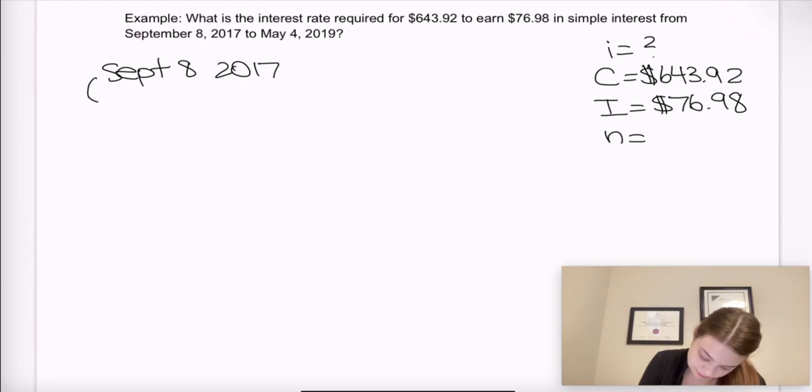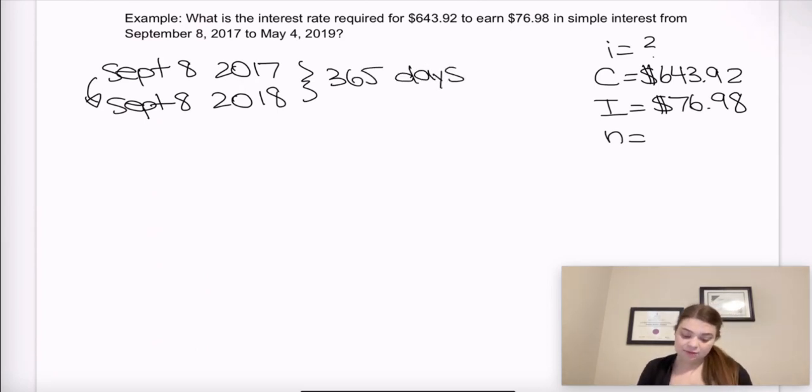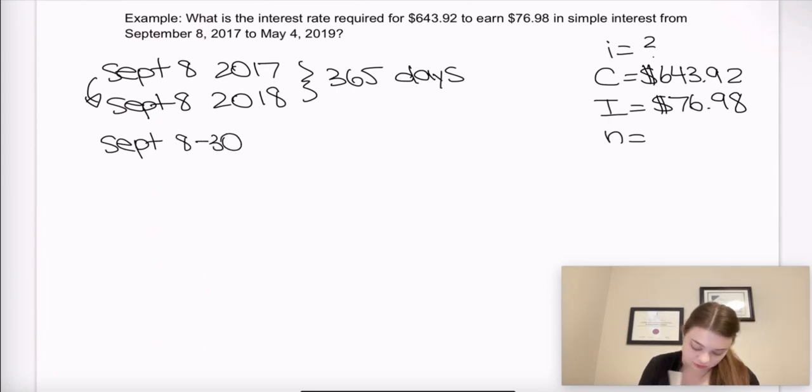So in this case, to get from September 8th, 2017 to September 8th of the next year, 2018, 365 days are going to pass there, right? And then we need to figure out how many more days happen between September 8th and May 4th of the next year. So from September 8th to September 30th, because there's 30 days in September, that is 22 additional days.